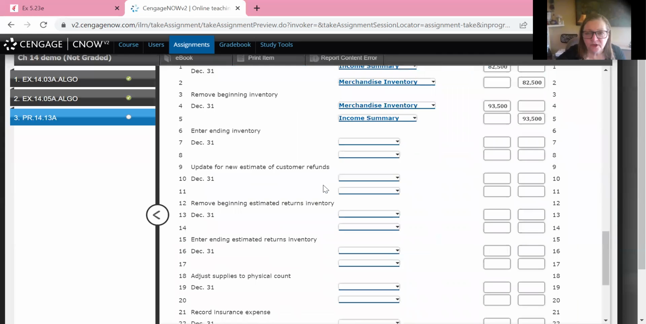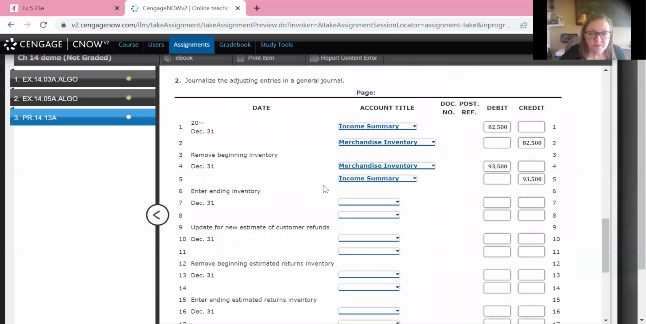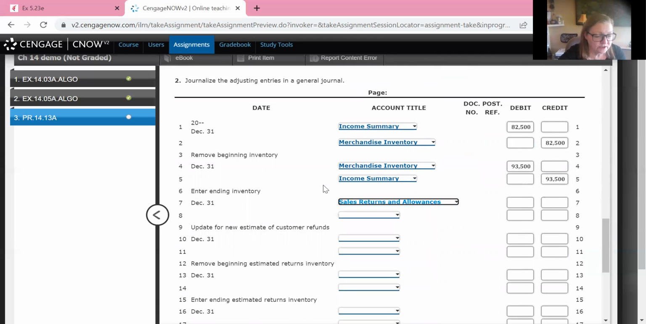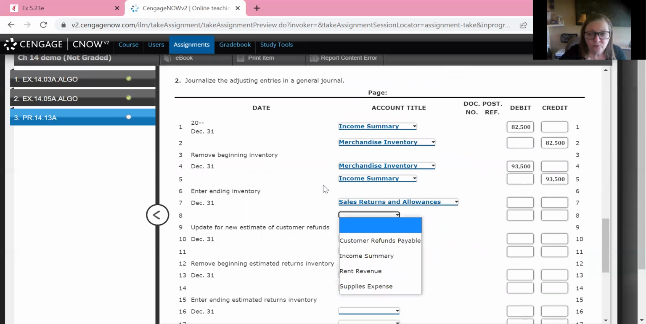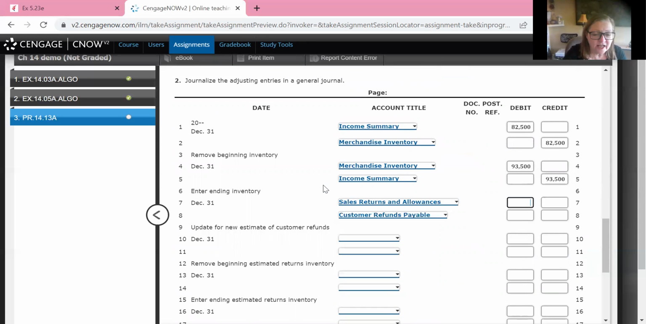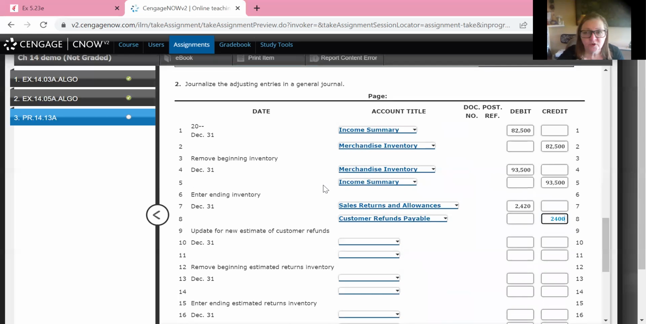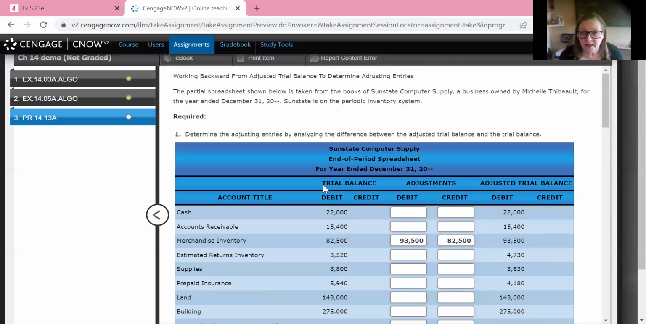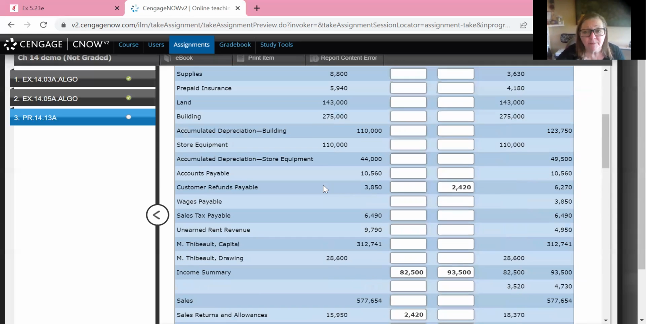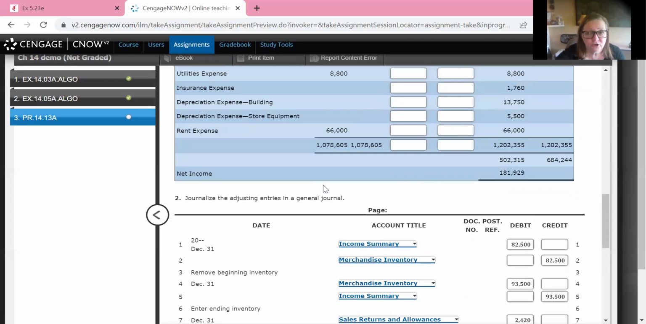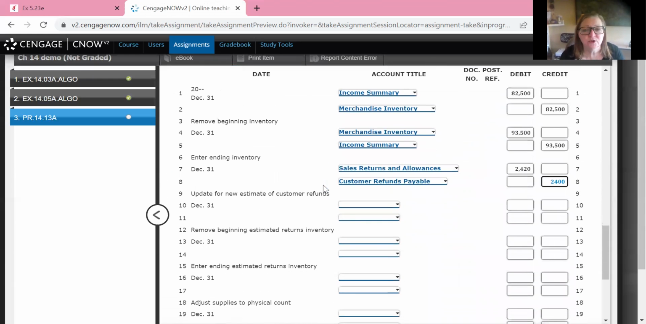And that's because of this entry that we're making right here, a debit to sales returns and allowances and a credit to customer refunds payable. So they're actually asking you to recreate what happened. You see the original trial balance and you see the adjusted trial balance, so you know something happened to change these entries. They had to be in an entry. So you're trying to identify what the closing entries would have been if the change was this amount.